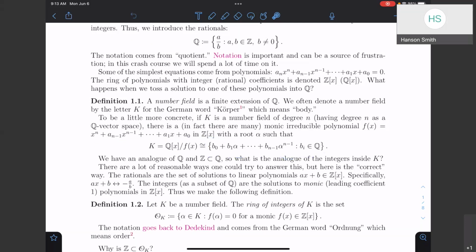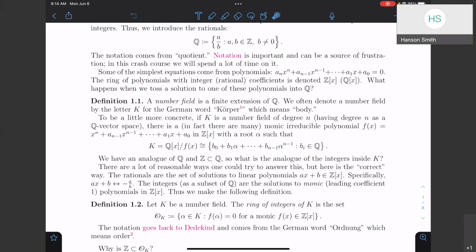So I get a nice basis for this degree n Q vector space, in terms of 1, alpha, alpha squared, alpha cubed, all the way up to alpha to the n minus 1. So I get a nice power basis for this number field as a Q vector space.